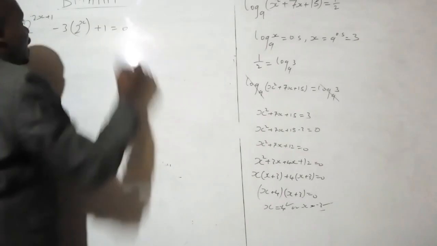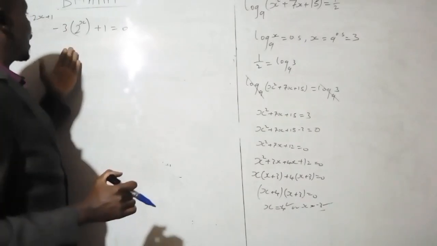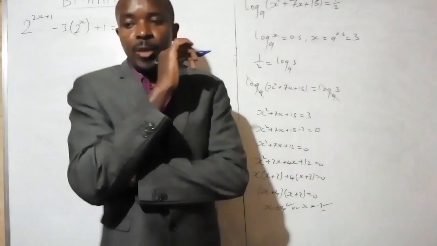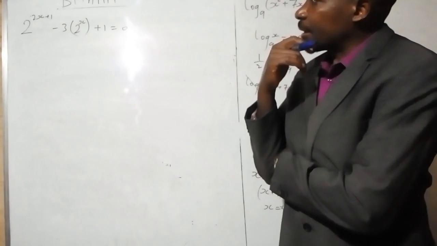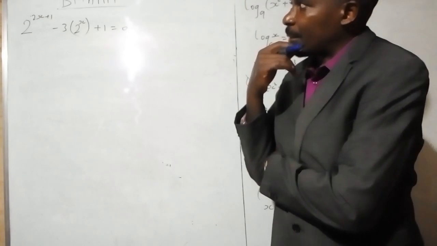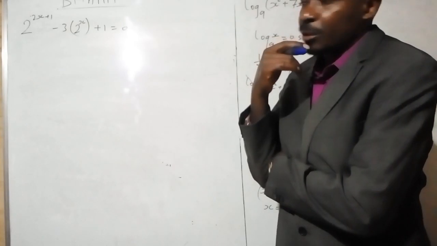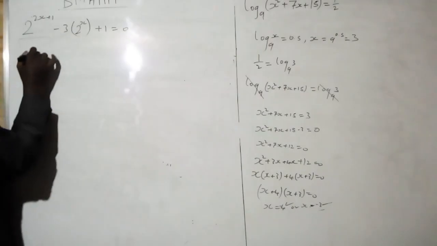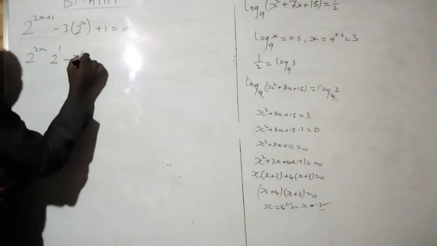Yes, and here we are going to apply a concept that was learned in high school. Here we are dealing with indices, the law of indices. Under the law of indices, where powers are positive, we are supposed to multiply, and negative is supposed to be division. Now all of this can be written as 2 raised to the power 2x times 2 raised to the power 1, minus 3 times 2 raised to the power x, plus 1 is 0.